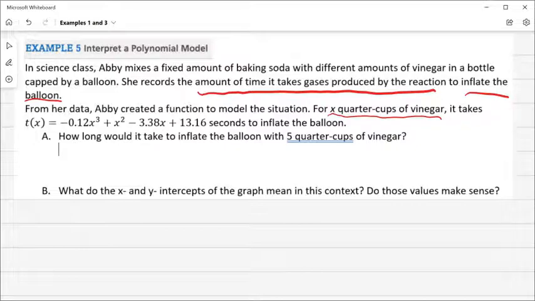So in our calculator, remember in our graphing calculators, you want to be mindful of using a negative sign and not a minus sign at the beginning of the problem. And then we're plugging in 5 for X, which is 6.26 seconds.